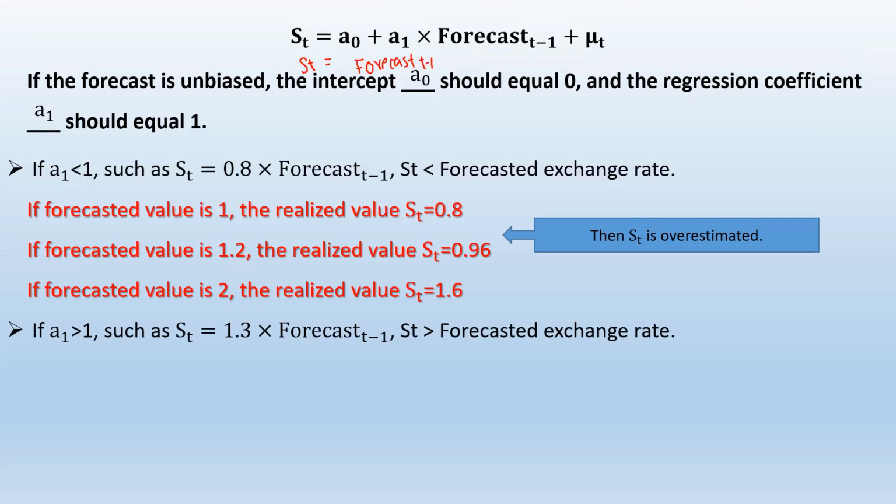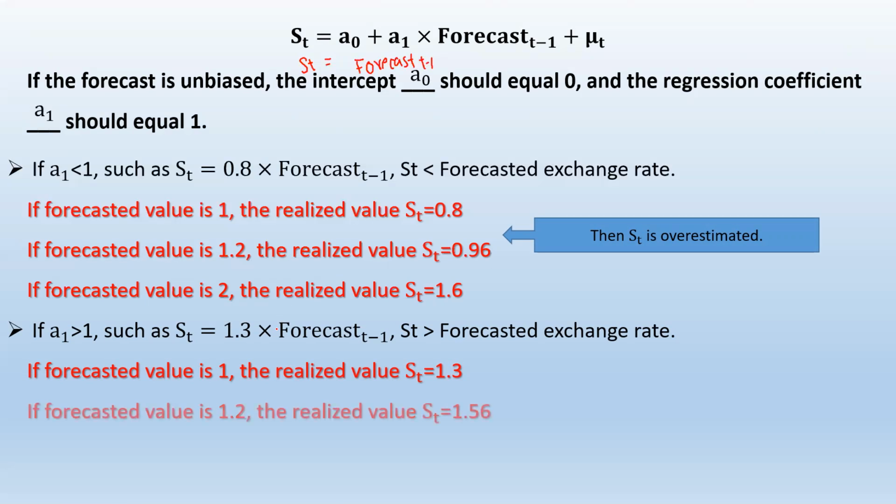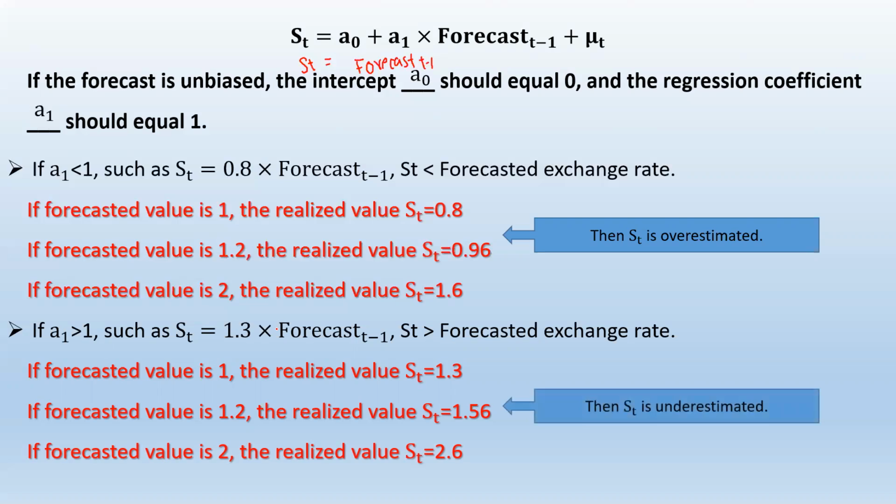If A1 is greater than 1, for example 1.3, this means ST is always greater than the forecasted exchange rate. Then we say this model underestimated ST. If the forecast value is 1, the realized value is 1.3. If the forecast value is 1.2, then the realized value is 1.56. And if the forecast value is 2, the realized value is 2.6. So the realized value is always higher than the forecast value, and we say the realized value is underestimated.